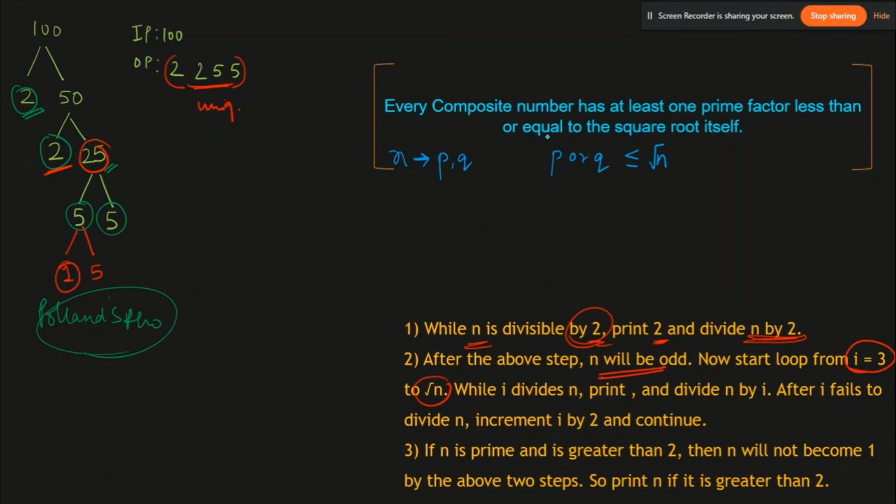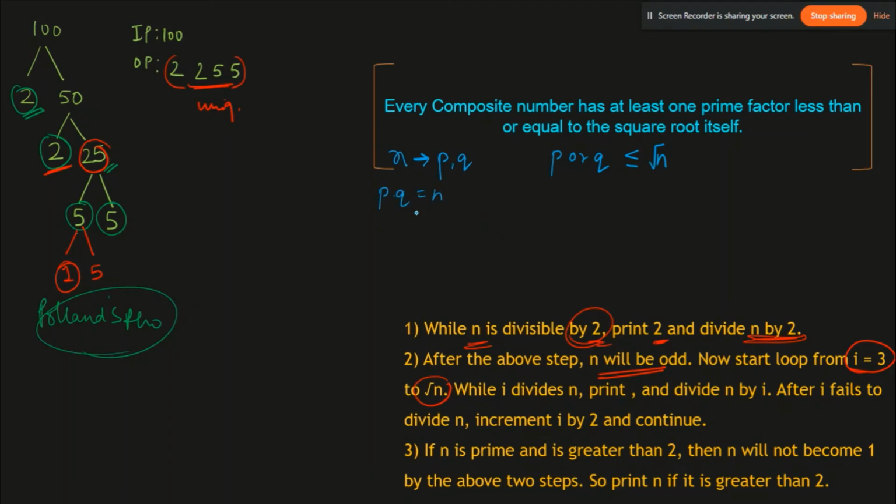Now let us prove this, and we're going to use the contradiction method. What we are given is that n has two factors p and q, and either of the two will have a factor less than or equal to root n. So according to this, p times q is n, right? p times q is n.